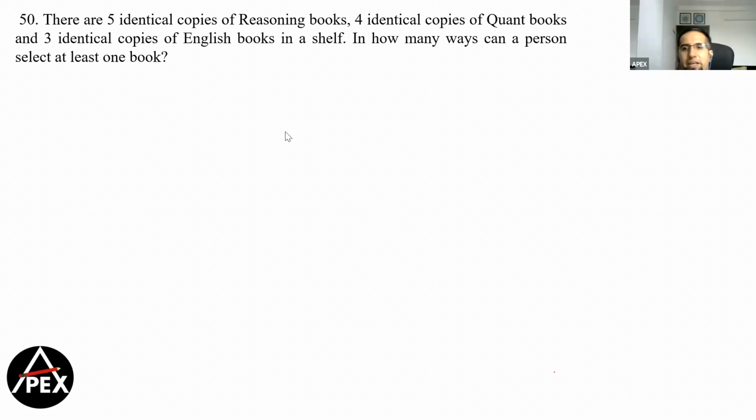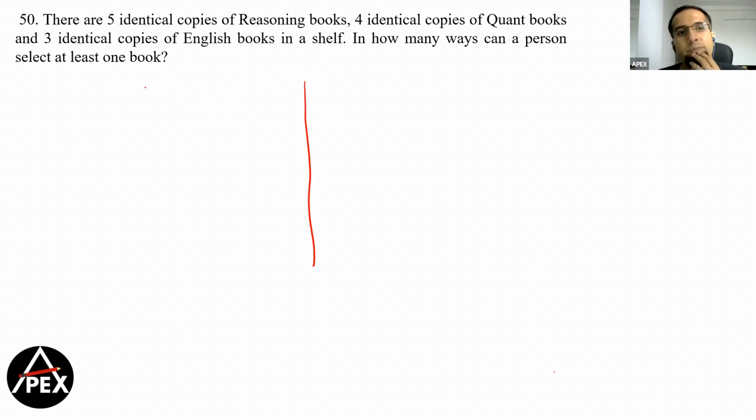Now, whenever I say identical, okay. Suppose I tell you that in your library, there are 6 brand new books. Or let's say 3. Let's understand the difference between identical and distinct.